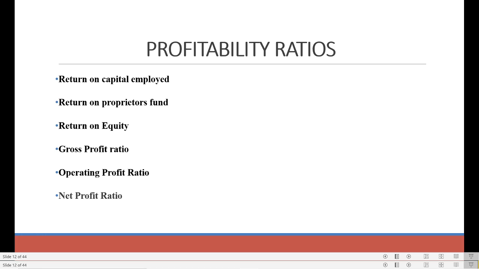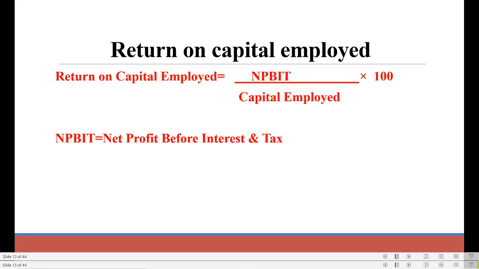Next is return on equity. When I say proprietor, it includes your shareholders like equity, preference and everything. Return on equity means we will be considering only equity. So it comes from the larger, higher level and goes to the lower level, like from macro to micro. And the next ones are the gross profit ratio, operating ratio and net profit ratio, which we will be comparing with the sales. Now let us discuss all the ratios one by one.